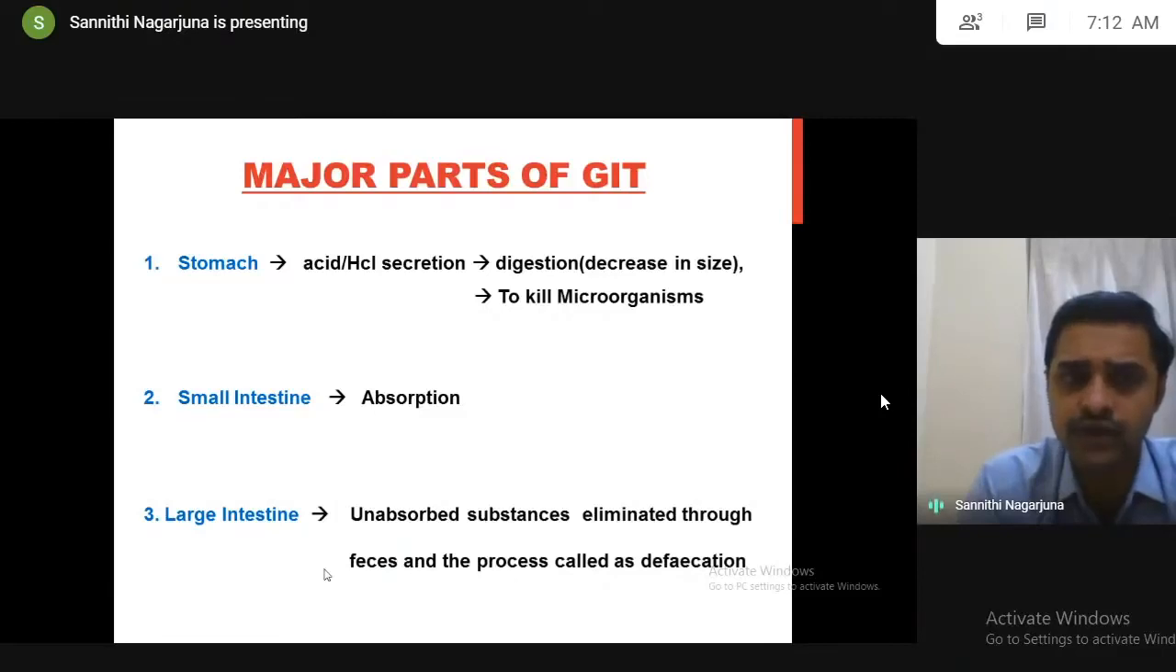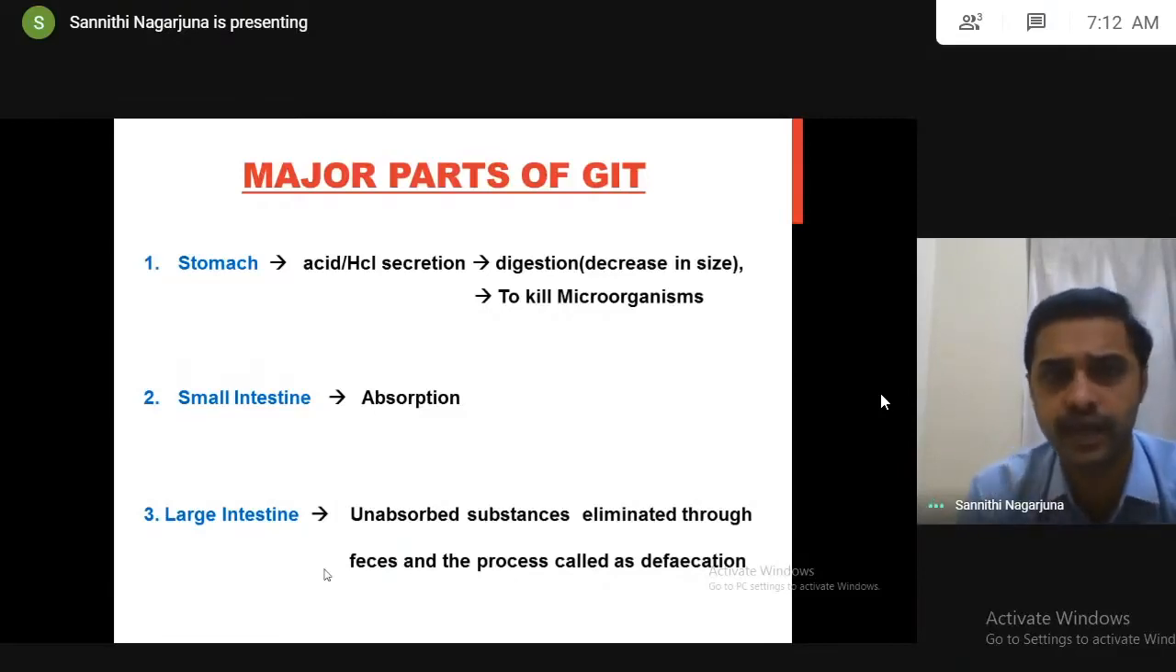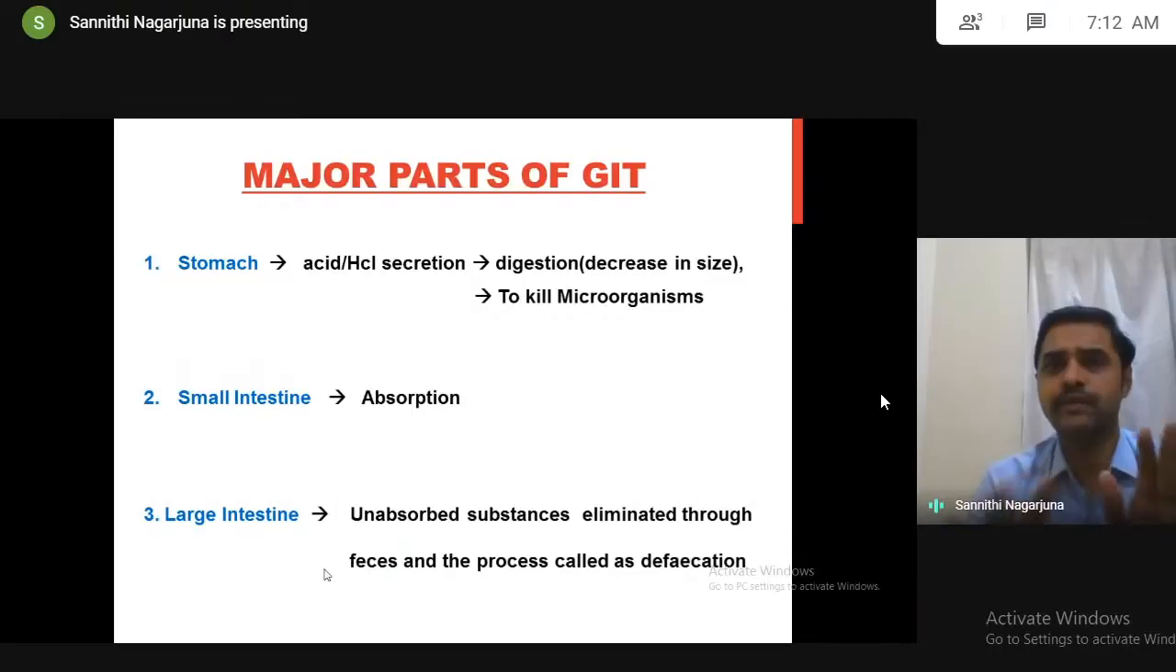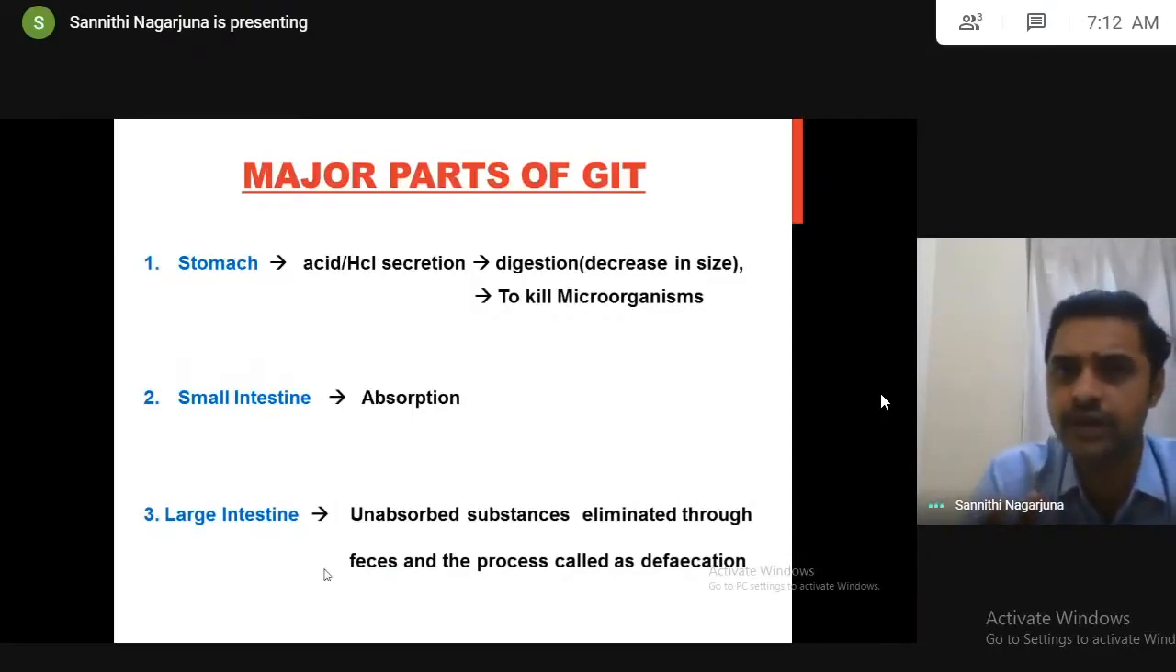So first we'll move on to the major parts of GIT. I'm not going into detail. Just at the peripheral level, I will explain what the normal function is, what the disorders are, then we'll move on to the drugs. The major parts of GIT include, we all know, stomach, small intestine, large intestine. Am I right? These are the 3 major parts of GIT.